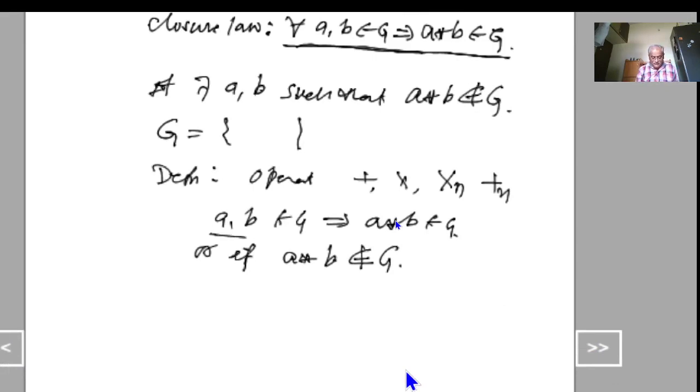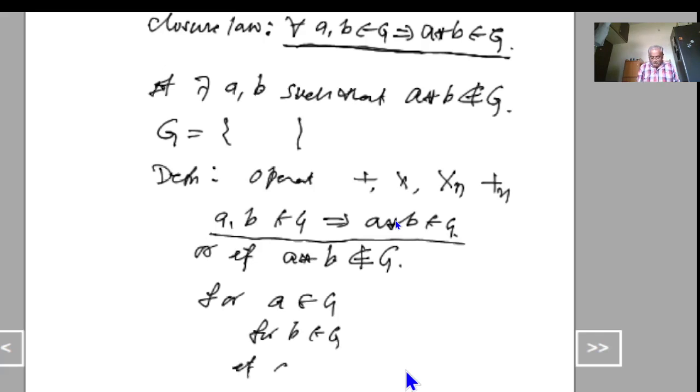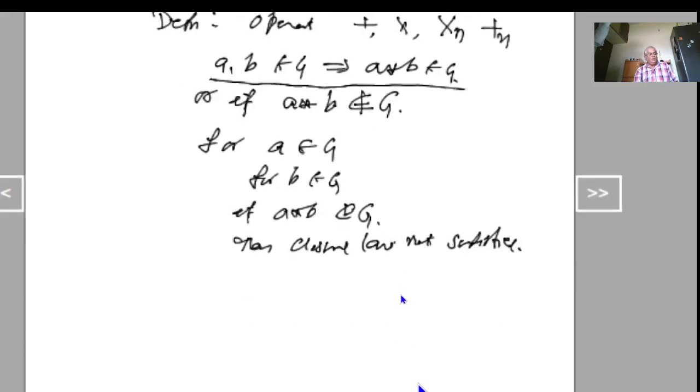So here to consider A, B belonging to G, I will use a for loop. That is, we take for A belonging to G, and then again for B belonging to G. What I do here is if A star B does not belong to G, then we write closure law not satisfied. Otherwise, closure law is satisfied. So, how to write the code in Python?